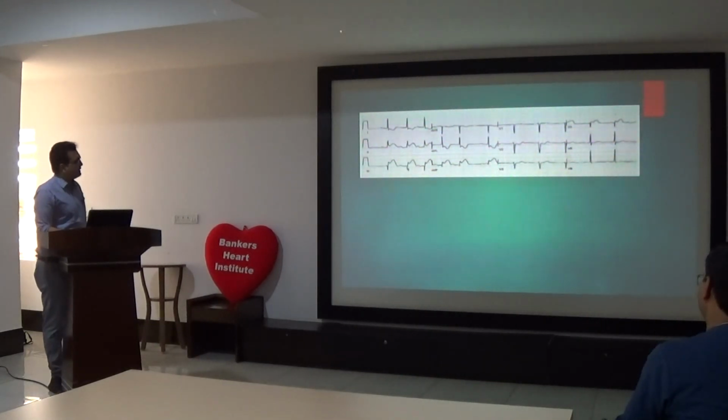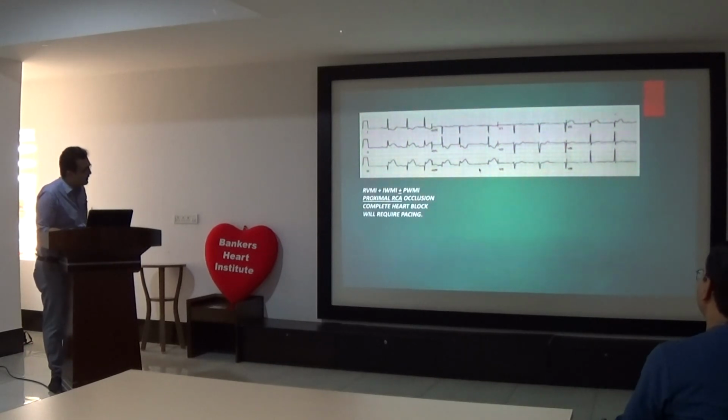Again, in this ECG, ST elevation is more in lead 3 than in lead 2 with V1, V2 discordance. So this is again a case of proximal RCA occlusion. Also, this patient has complete heart block, that is the QRS complexes and P waves are going at their own rate. So this patient may require pacing.